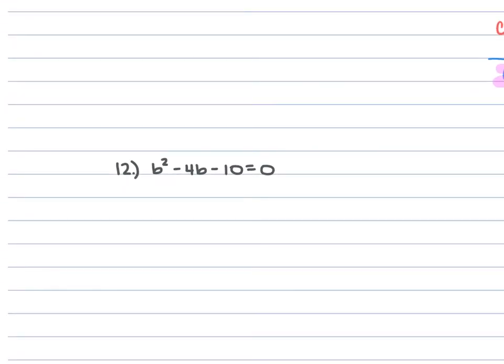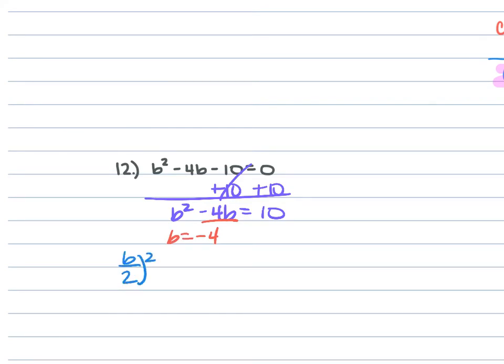For 12, we're given b squared minus 4b minus 10 is equal to 0. So again, we're going to add that 10 to both sides. b squared minus 4b is equal to 10. From here, we don't have to divide anything because b squared has a coefficient of 1. So we are going to identify that b, which is negative 4, and do (b over 2) squared. So that's (negative 4 over 2) squared, which is negative 2 squared, and that is 4.